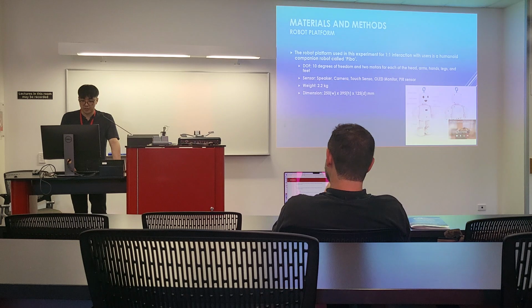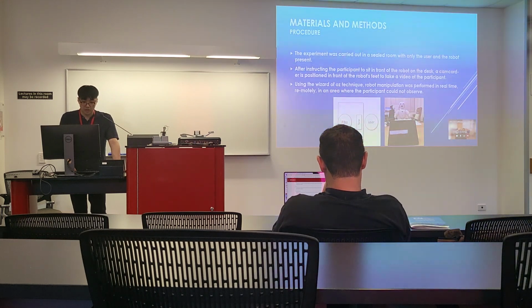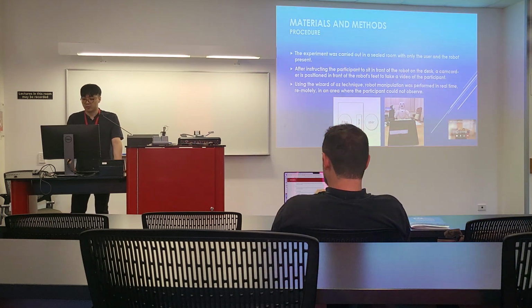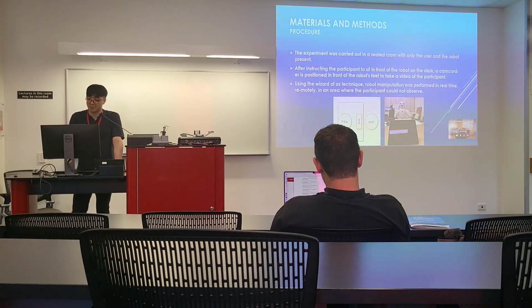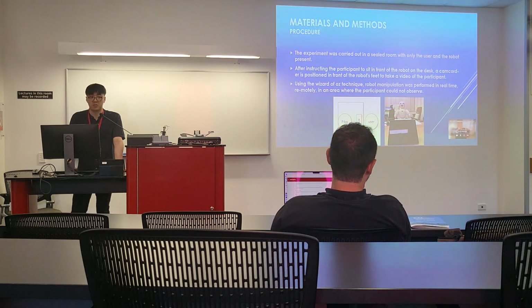The robot platform we used in this experiment is a humanoid companion robot called Paigo. The experiment was carried out in a sealed room with only the user and the robot present. After instructing the participant to sit in front of the robot on the desk, a camcorder is positioned in front of the robot's feet to take a video of the participant. And using the Wizard of Oz technique, robot manipulation was performed in real time remotely in an area where the participant could not observe.